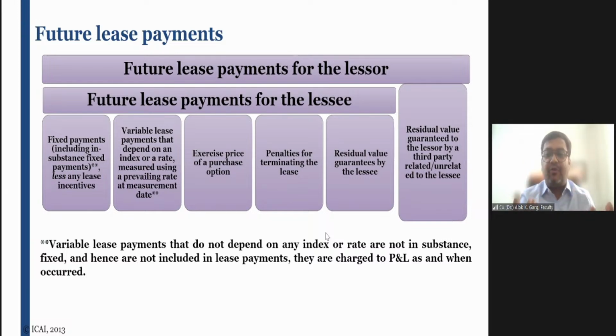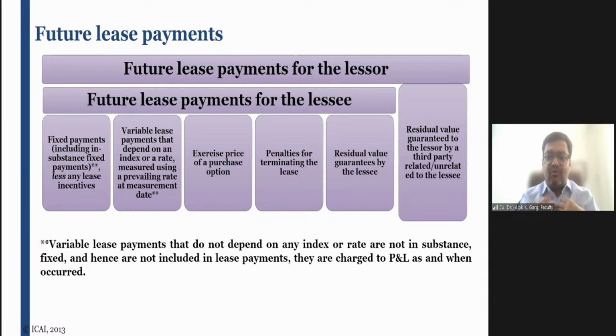So this penalty for not exercising, or this penalty for terminating the lease, is also part of the lease payment. In the contract, Manoj is also giving me the residual value guarantee, right? For example, if he is using the car for 10 years, I have given the car to him for its lifetime. For example, the life of the car is 10 years and he is also using the car for 10 years.